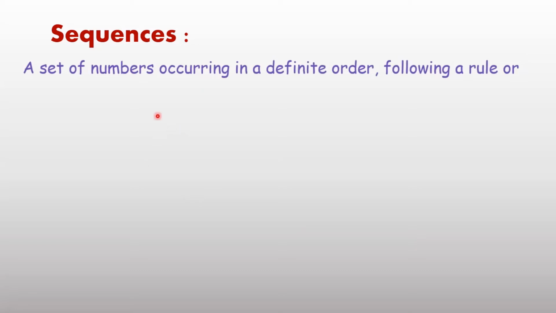First, you should know what a sequence is. A set of numbers occurring in definite order following a rule is called a sequence. There are two parts in this definition. First, a set of numbers, a group of numbers occurring in a particular order. There is importance of order in a sequence, and whatever numbers are written, they follow a particular rule.